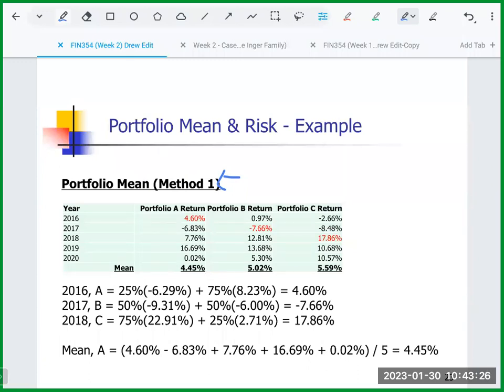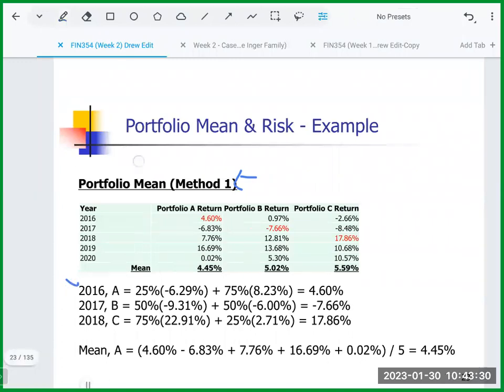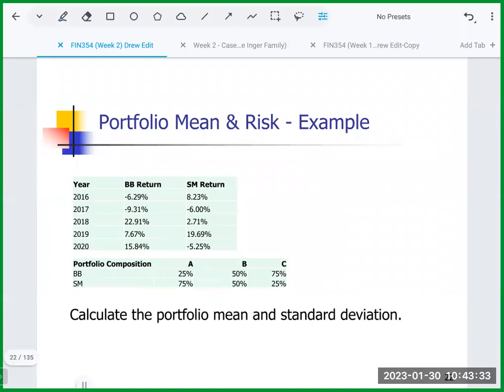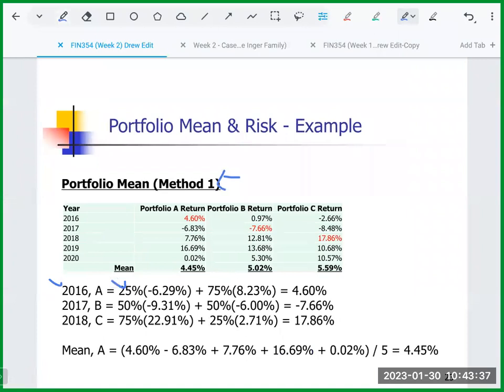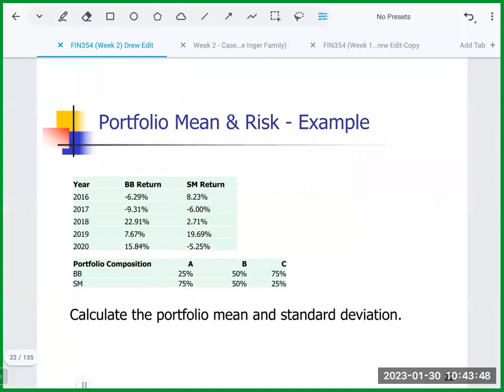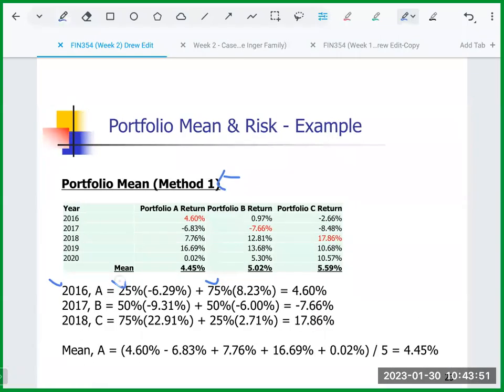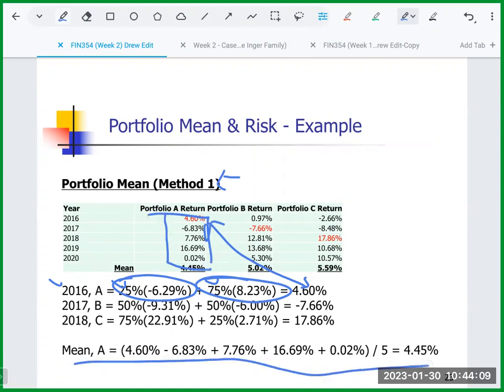For example, in year 2016, let me just flip back. We know that for portfolio A, we have 25% of BB and 75% of SM. So we simply do 25% times the return for BB. The return for BB for 2016 is negative 6.29. We multiply them together, and we know for SM it is 8.23, so we multiply that with its weight too, and this gives one value here. Now, basically repeat the entire calculation for every year for the next 5 years, and then you just do a simple arithmetic mean. You add them all up, divide by 5, and you should get this value here.